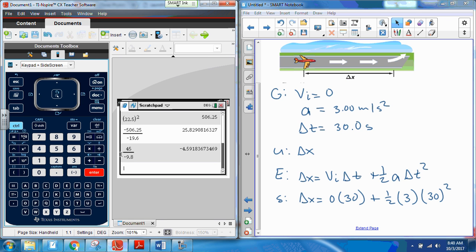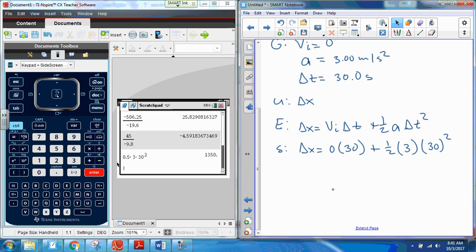So I got 0 times 30 is 0. So do I even need to put it in the calculator? Nope. And then I do 0.5. 0.5 is the same thing as a half, right? Times 3 times 30 squared. Enter. 1350. It says delta x is equal to 1,350.